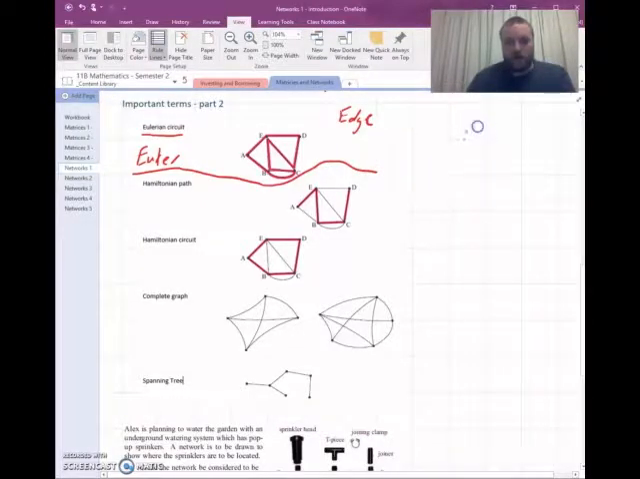Hamiltonian path. So remember, a path is when we move from one location to another across a few different vertices. A Hamiltonian path connects every vertex, but only once. It doesn't backtrack. Sorry, that's a Hamiltonian path. A Hamiltonian circuit is similar, but it connects every single vertex only once and then returns back to the same location.